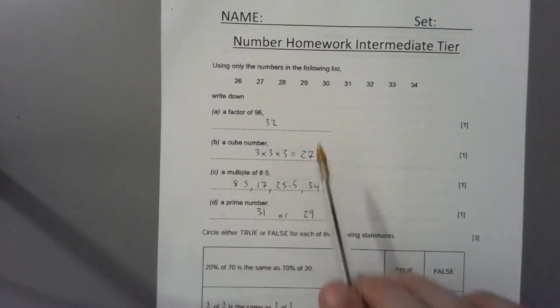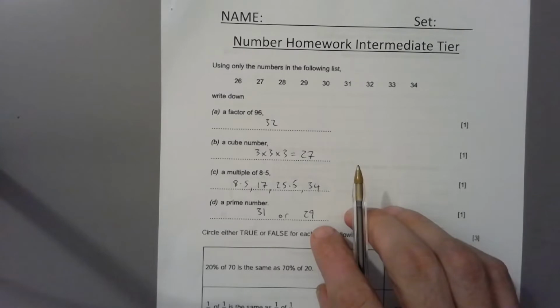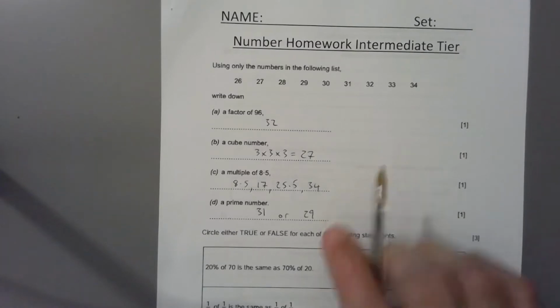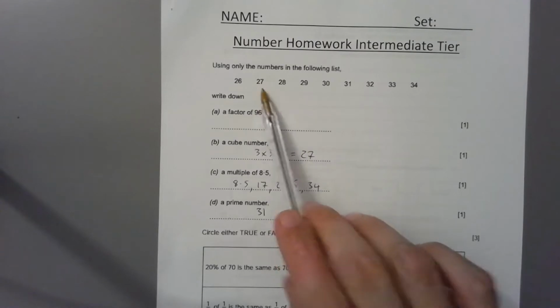A cube number is the result of multiplying a number by itself 3 times. So 1 times 1 times 1 would be 1, but that's not in the list. 2 times 2 times 2 is 8, but that's not in the list. But 3 times 3 times 3 gives me 27, which is in the list there.